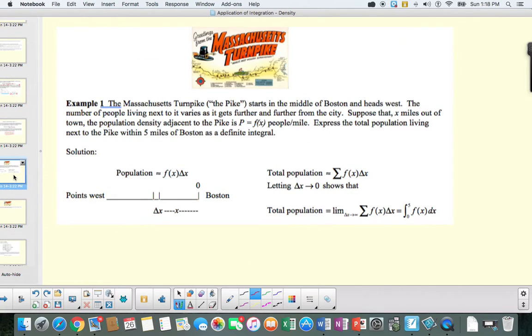Okay, let's do an example. The Massachusetts Turnpike, and let's take a look at its density in terms of people per mile. So the farther you go out from Boston, the fewer people per mile there are. We're going to take a little piece right here, and this will be the length, and this will be the density, and we're going to multiply those two. When we multiply those two, that's going to be the number of people living in that little portion.